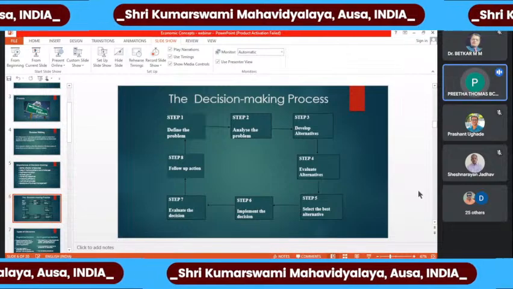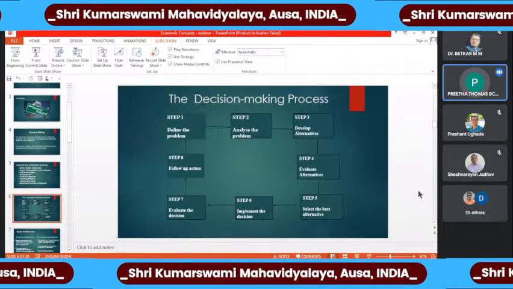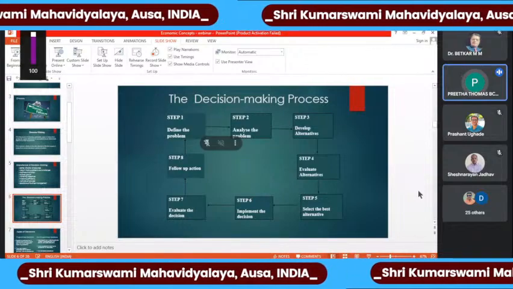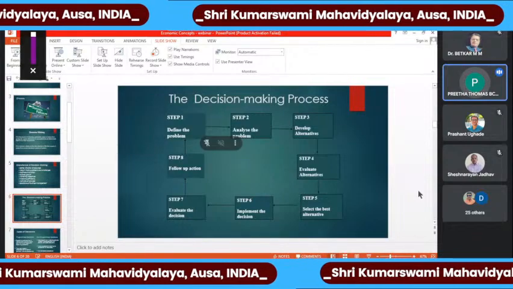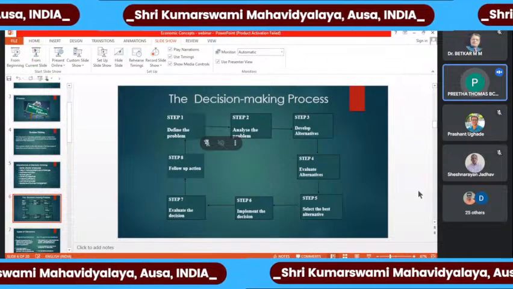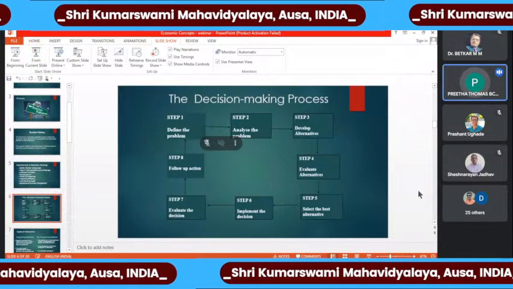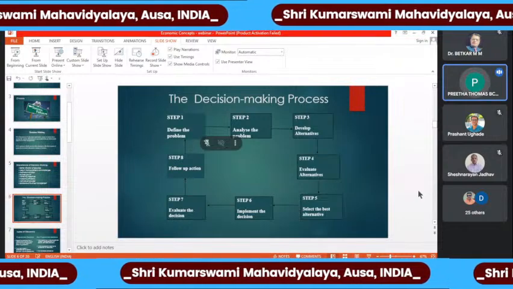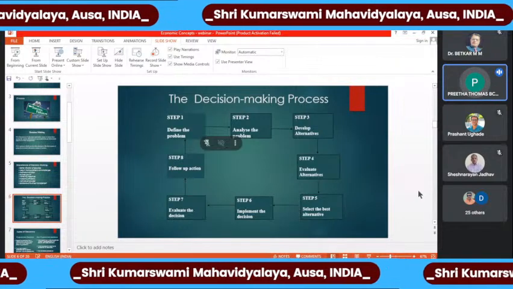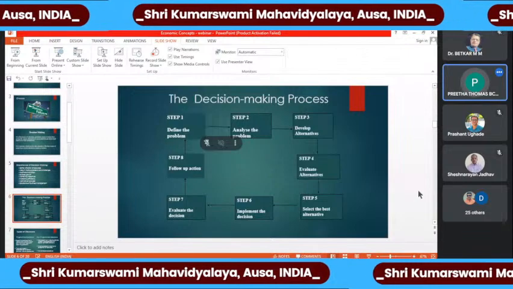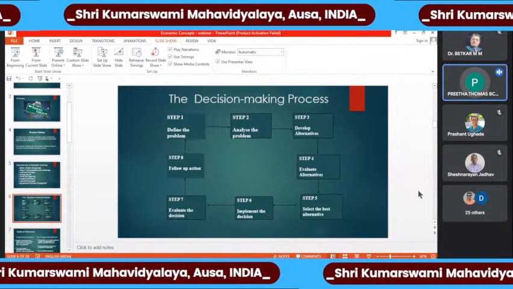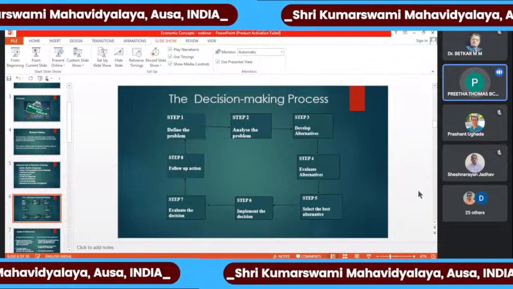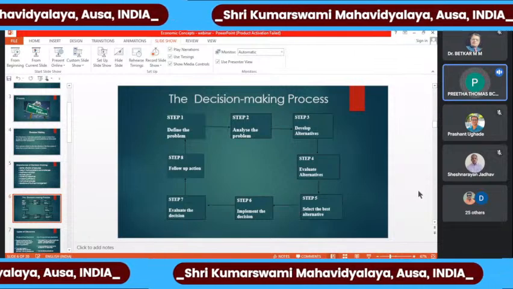What is the nature of decision? Is it a routine decision? Is it a strategic decision? What is the impact of the decision on the other functions? What is the futurity of the decision? Futurity of the decision means if I take a decision today, how much into the future is it going to affect? It will affect the company 1 month, 1 year, 10 years. Some decisions you can't change for a long time. So the futurity of the decision is important.